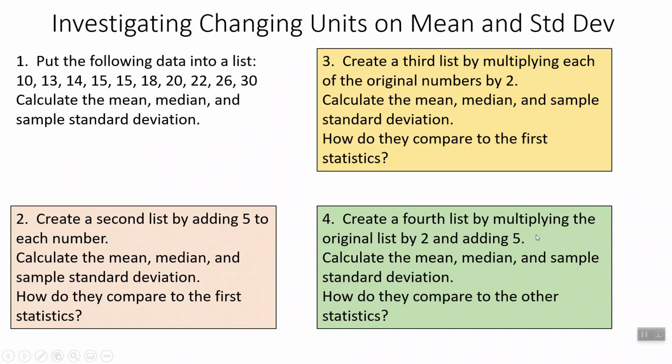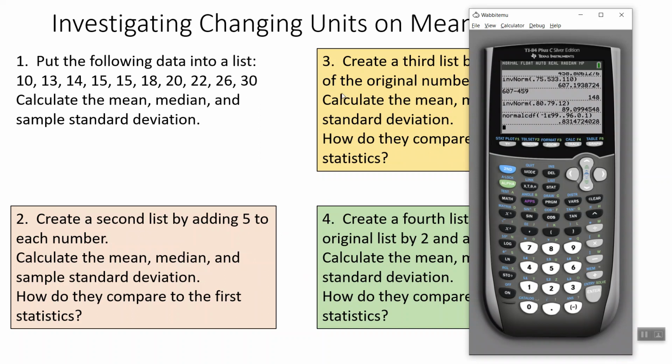All right, so first up, we're going to play with our calculators. What we are going to need to do is put this list of numbers into our calculator and calculate the mean, median, and standard deviation. So I have gone ahead and already put that list in. Remember, we go to Stat, Edit, and then we just type in those numbers: 10, 13, 14, 15, 15, 18, 20, 22, 26, and 30. All right, you got them all right.